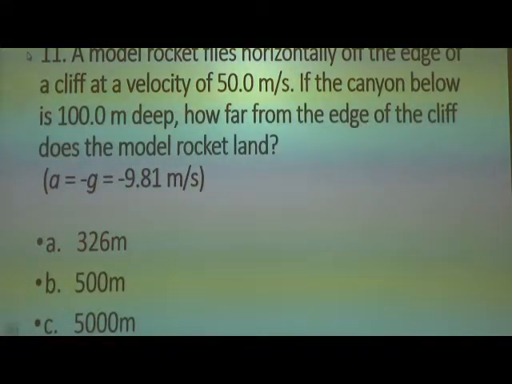Number 11. A model rocket flies horizontally off the edge of a cliff at a velocity of 15 meters per second. If the canyon below is 100 meters deep, how far from the edge of the cliff does the model rocket land? And they gave you acceleration due to gravity. So those are your choices. Do a sketch and see if you can figure this out. Find the right formula in your formula sheet or page 58.